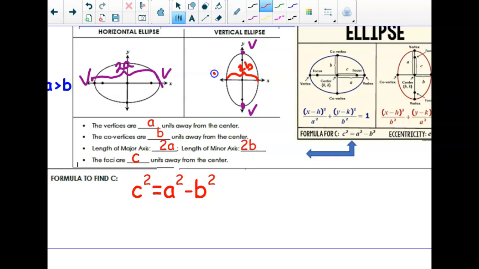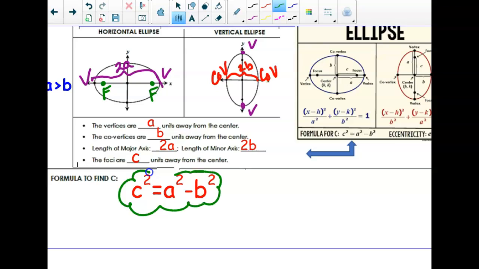And those would be called the co-vertices out on either side there. And just for lack of space, I'll go and put foci on this one. Inside on the major axis is where the foci are located. You can write as much or as little on those pictures as you want. I don't care. But this is the biggie.